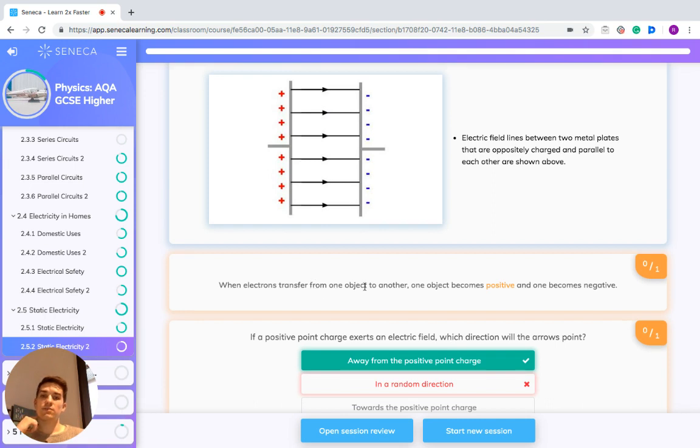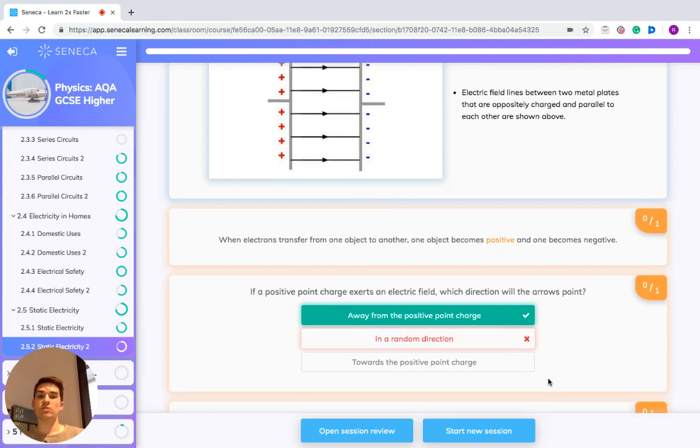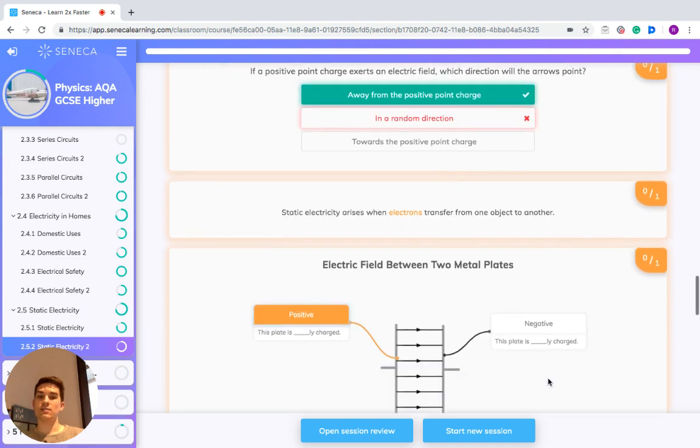Now, when electrons transfer from one object to another, one object becomes positively charged and one object becomes negatively charged. And remember that if a positive point charge exerts an electric field, the direction that the arrows will point will be away from the positive charge towards the negative charge. And remember that static electricity arises when electrons transfer from one object to another.